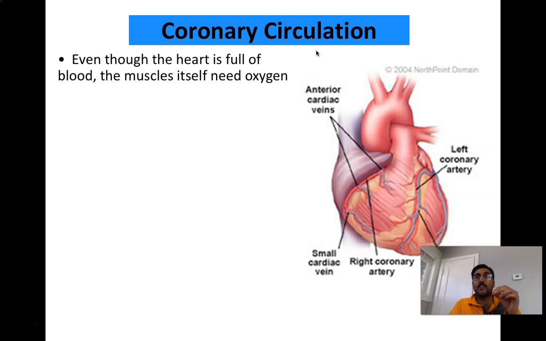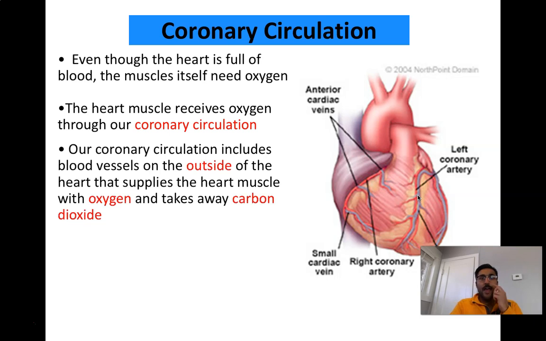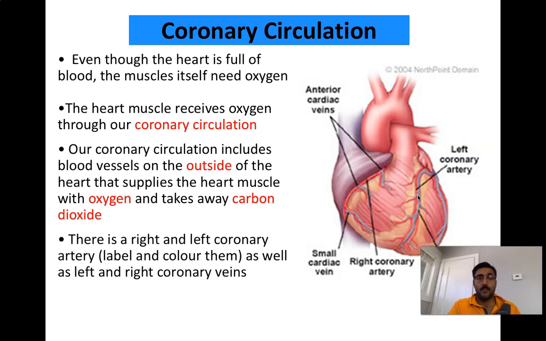We call the circulation in the heart itself coronary circulation. So coronary is a term that describes blood flow in the muscle of the heart itself. And so when we describe this, we need to understand that coronary circulation is the blood vessels on the outside of the heart muscle itself. It's bringing fresh oxygenated blood to the heart muscle, and it's taking away carbon dioxide and wastes away from the heart muscle. There is a left and right coronary artery, as well as left and right coronary veins.